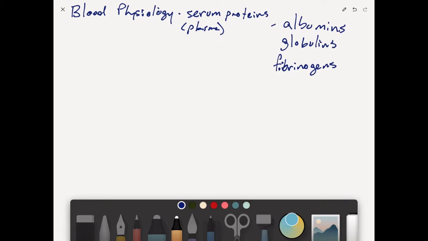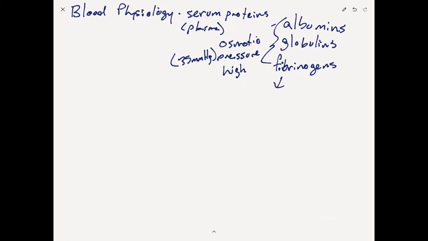So these three proteins make up the osmotic pressure. They keep the osmotic pressure high in the blood. They maintain it at about 35 millimeters of mercury. These are the valuable things in blood, and this is why people buy blood plasma, for these proteins.